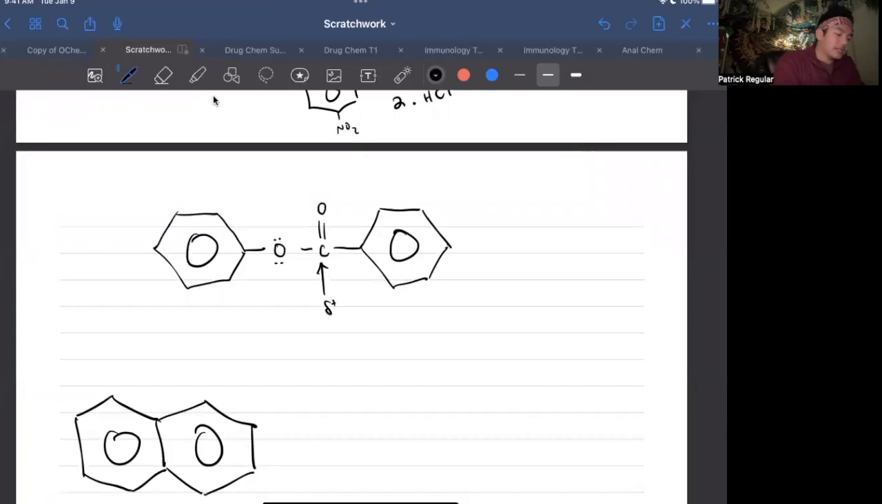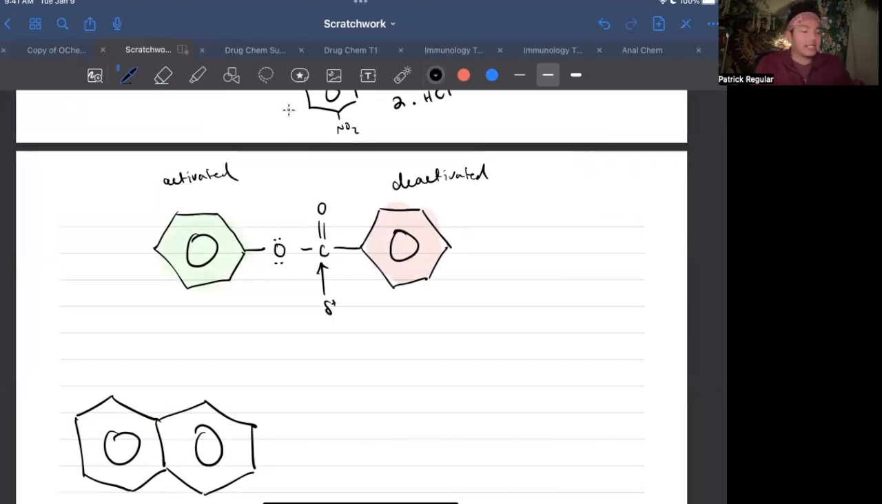So compared to these two rings, well, I'm going to keep this one here. This one is activated, and this one's deactivated. Activated, deactivated. So what does that mean?